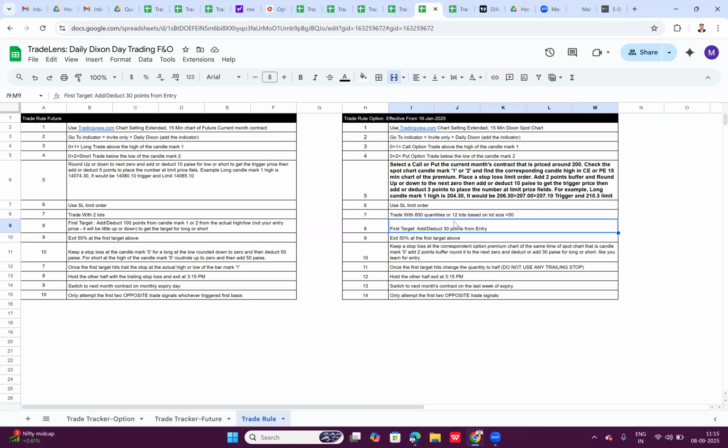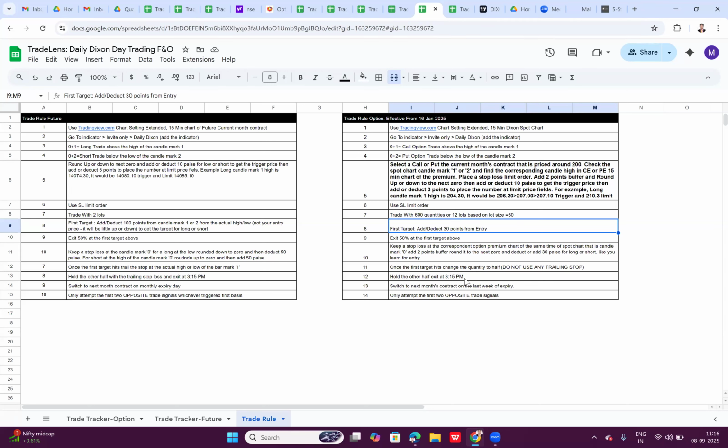Means if the entry price is 205, then the first target is 235. Half the quantity we have to book at a profit of 30 points. Then the remaining half quantity we have to hold till 3:15 p.m. Half quantity we have already booked at 30 points, and the remaining half we have to hold till the time target. In options we keep the remaining 50% quantity for 3:15 p.m. with the same SL, the same initial SL. Okay, these rules we have to follow.